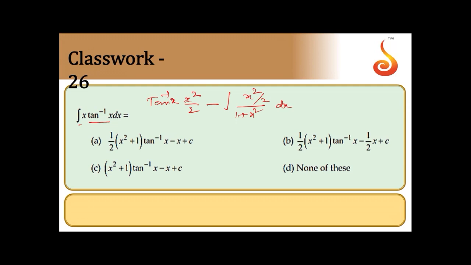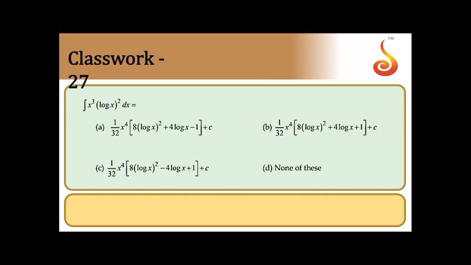And that can be split into two parts. x square by 2 can be written as 1 by 2 times (x square plus 1 minus 1). Splitting into two parts, therefore x square by 2 multiplied by tan inverse x minus 1 by 2 times integral of 1 minus 1 by 1 plus x square dx. And of course 1 by 2 x, and this is 1 by 2 tan inverse x, and therefore 1 by 2 (x square plus 1) tan inverse x minus x by 2. The possibility is only this one, so the answer is B option.